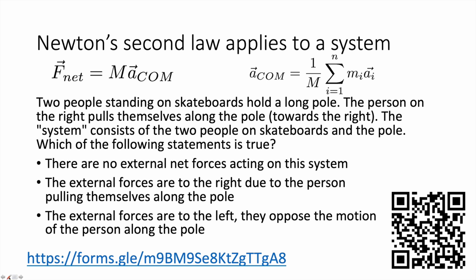Okay, so the correct answer to this one is actually the first one. The person pulling themselves along the pole is an internal force because they are part of the system. So anything they apply to the other members of the system is an internal force. If somebody pulls themselves along the pole, then they will move, but the net external force is 0. So the acceleration of the center of mass of the system should also be 0.